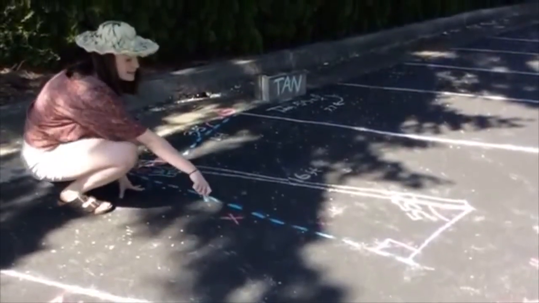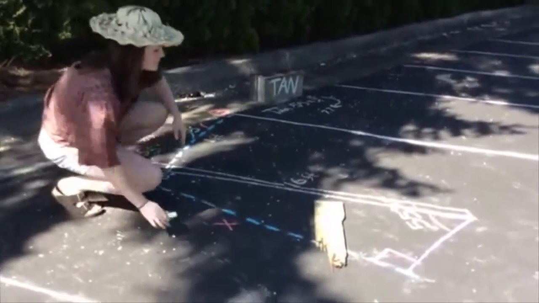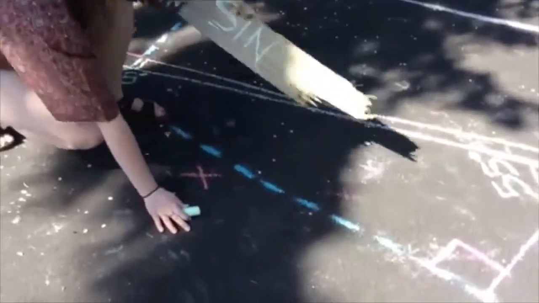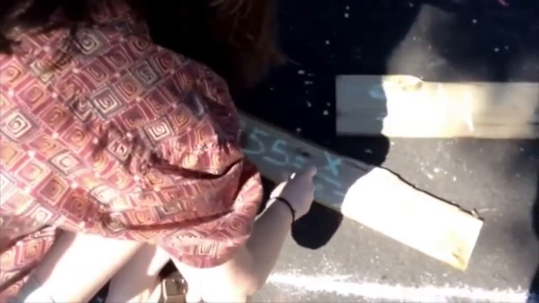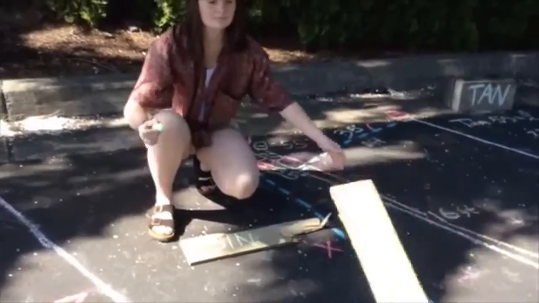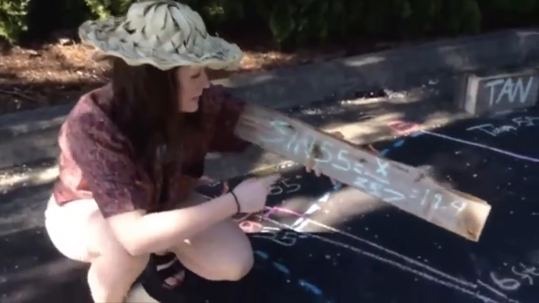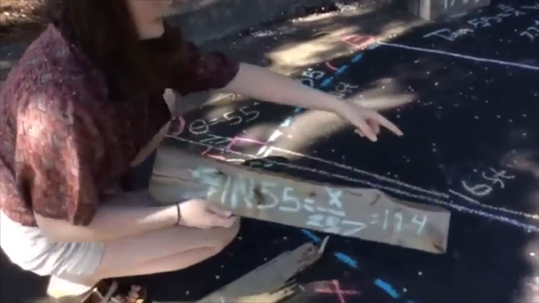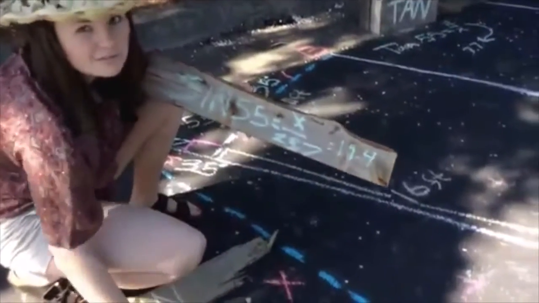Alright, now to find x, we're gonna have to use the sine. Here's how we set up the sine problem. Do the sine of 55, that's our degree down there, equals x over this length, which is 23.7. And that's going to equal 19.4.